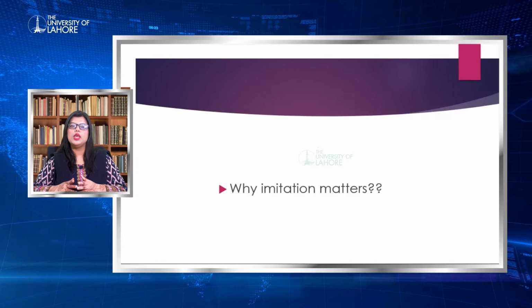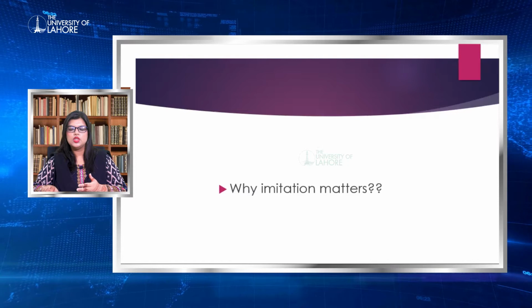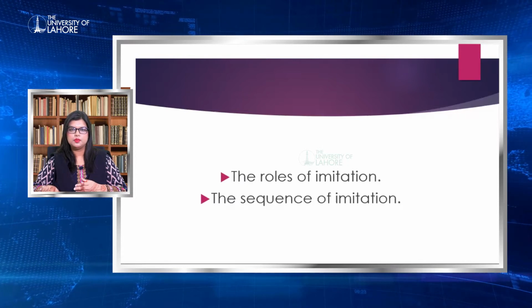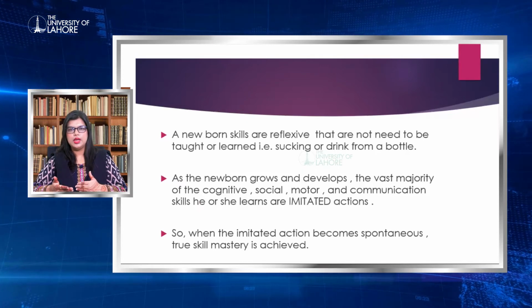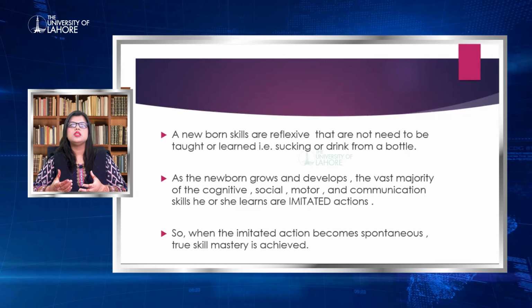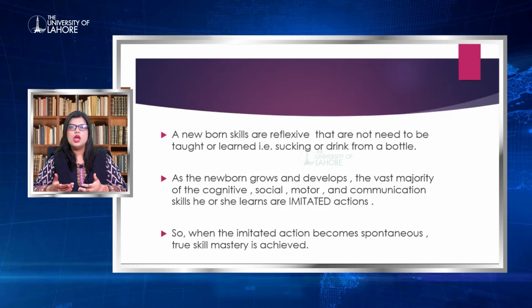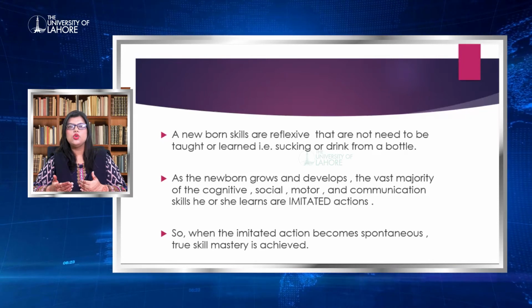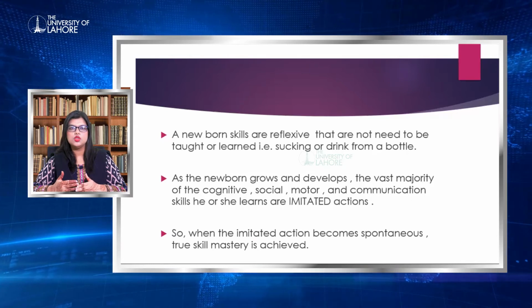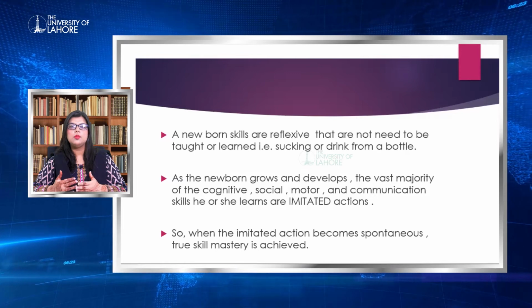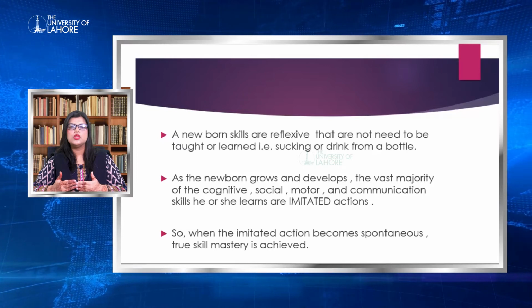So the question is why imitation matters. Imitation matters because it has role in our language and it has sequence of imitation. If we look at the normal development of a child from the newborn life, we can see that some of the reflexes are instinct. That is, when the child sucks the milk from the mother, it is reflexive. But as the newborn grows and develops, there is a vast majority of the cognitive, social, motor and communication skills that he, she learns that are imitated actions. And as these imitated actions become spontaneous, true mastery skill is achieved.